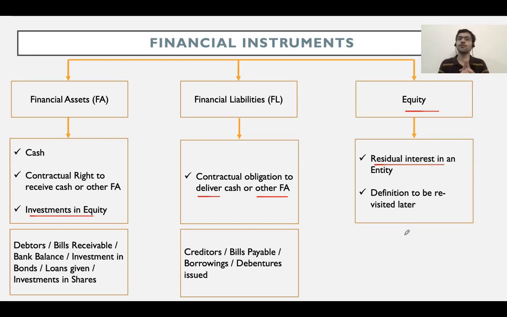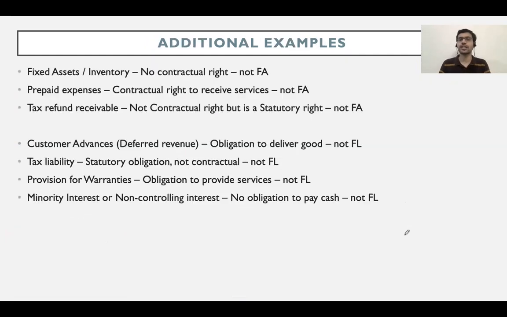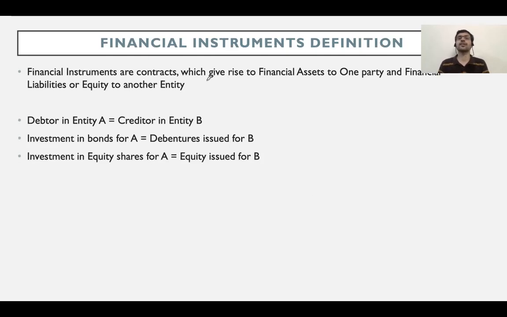These are the three terms that I've introduced before getting into the definition of financial instruments. Now, the actual definition is that financial instruments are contracts which give rise to a financial asset to one party, and give rise to a financial liability or equity to another entity. So out of the contract, there is one financial asset, and the other leg is either a financial liability or equity. What is a financial asset for me will be either a financial liability or equity for you.